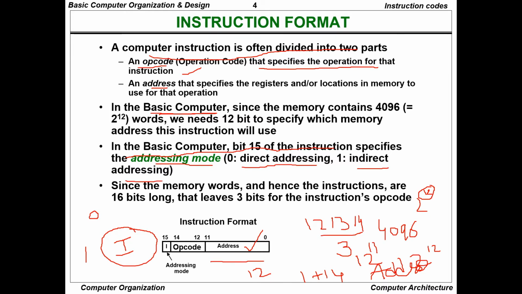Since the memory words and hence the instructions are 16 bits long, that leaves 3 bits for the opcode. Okay, so the opcode contains 3 bits. Your total instruction format is divided into 16 bits. Out of it, 0 to 11 occupies the address, 12 to 14 occupies the opcode, and the 15th bit, which we call the I bit, specifies the addressing mode. If it is 0, we call it direct addressing mode. If it is 1, we call it indirect addressing mode. And this direct and indirect addressing is most important, which we will discuss now.